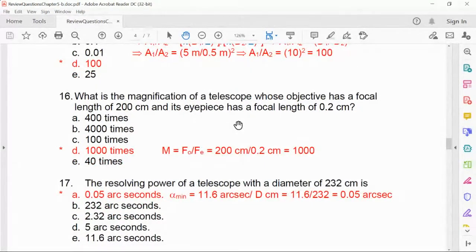What is the magnification of a telescope whose objective has a focal length of 200 centimeters and its eyepiece has a focal length of 0.2 centimeters? We defined magnification as FO divided by FE, where the O stands for objective, which is the primary, and E stands for the eyepiece. So it's 200 centimeters divided by 0.2 centimeters, and that gives you about 1,000 times.